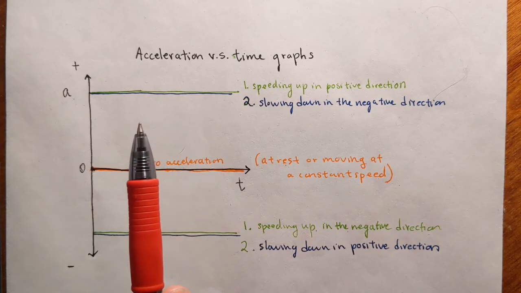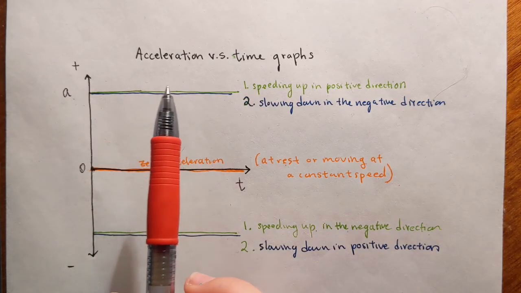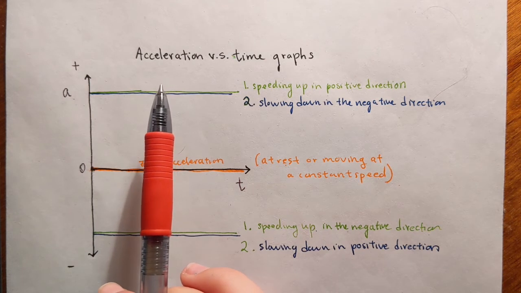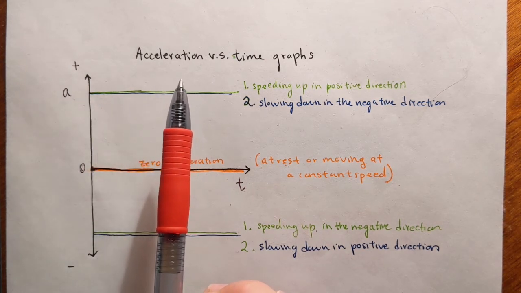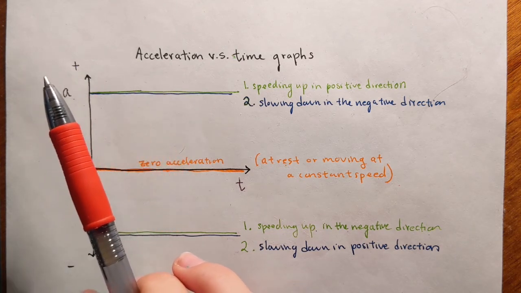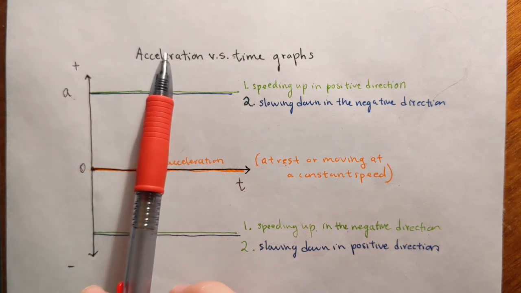Alright, in this video, did the person accelerate? So first, did their speed change? Well, yes, they were moving fast, then they slowed to a stop, and then they sped up again, but in the opposite direction. Did their direction change?